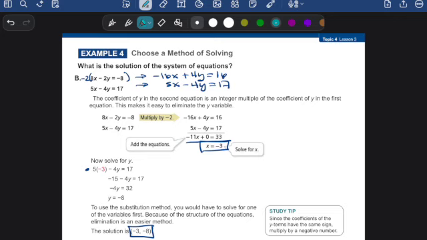Okay, I needed to turn this coefficient into positive 4, so I needed to multiply by a negative 2. So make sure you're checking the signs so that it's the opposite sign as the other coefficient.